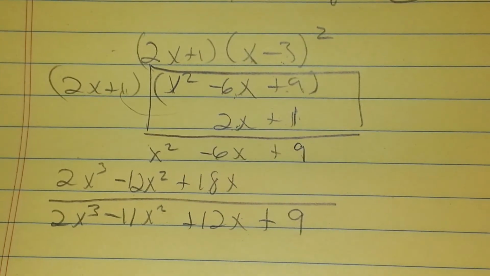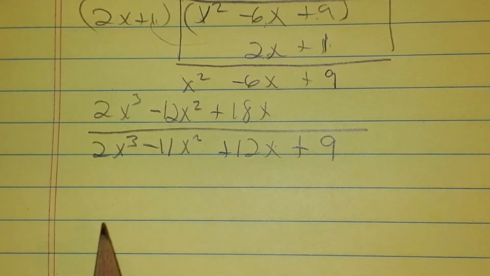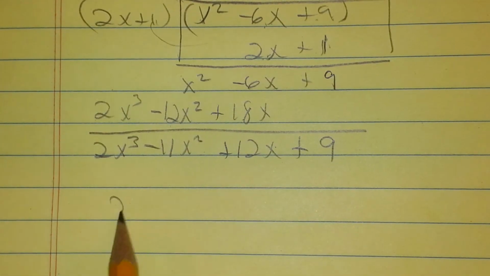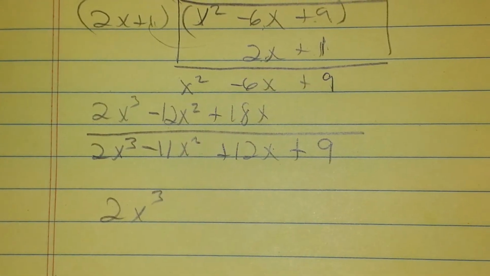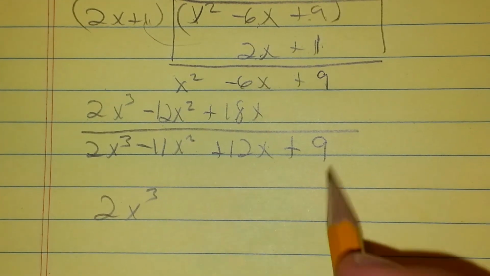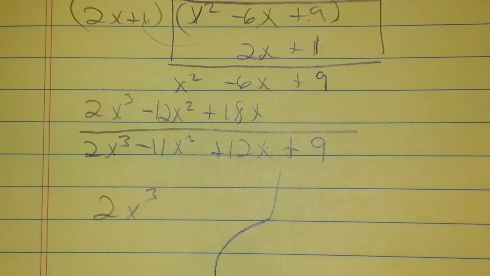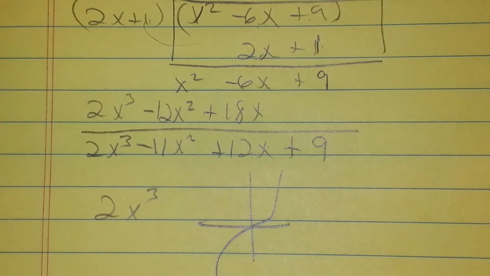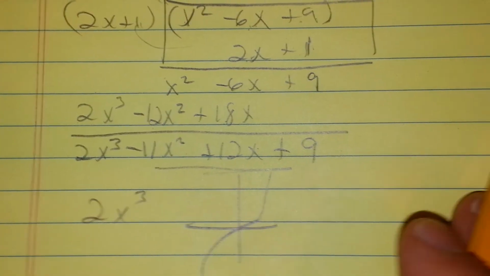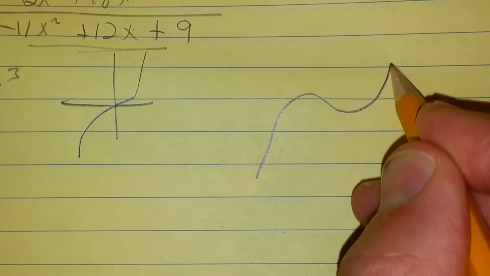What's my leading term? Here's my leading term: 2x cubed. That's going to dictate the behavior of this graph. What does x cubed look like? Basically like so. But we've got all this other stuff, so it's probably going to have a little hump to it.